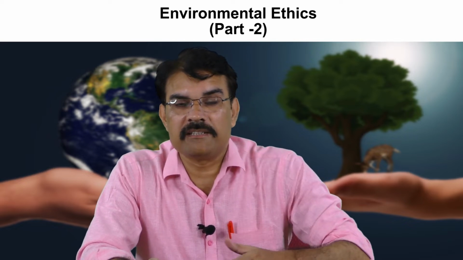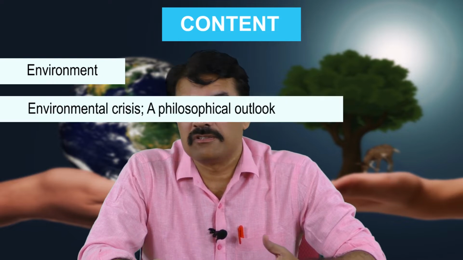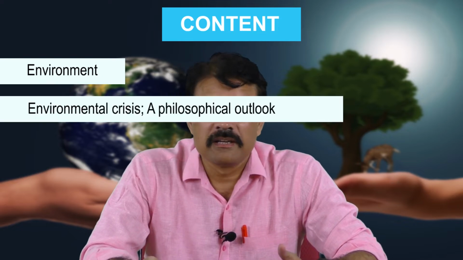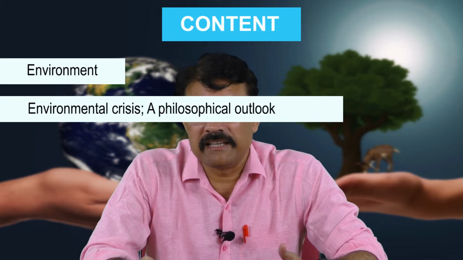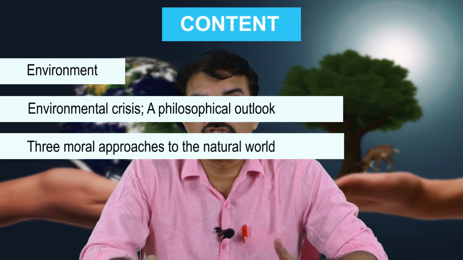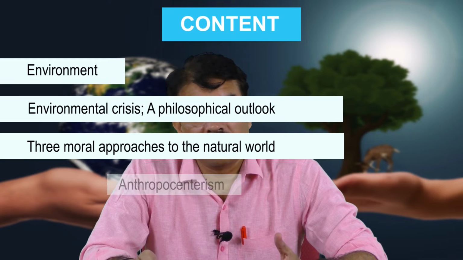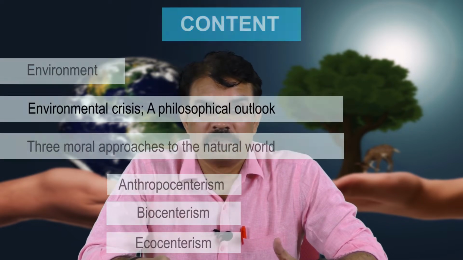What is environmental ethics? This chapter has been divided into certain subtopics. The first one is the environment: what is environment? Then we'll talk about the environmental crisis, and how to understand it philosophically. Then we will discuss three moral approaches to the natural world, namely anthropocentrism, biocentrism, and ecocentrism. So let us start with the first.